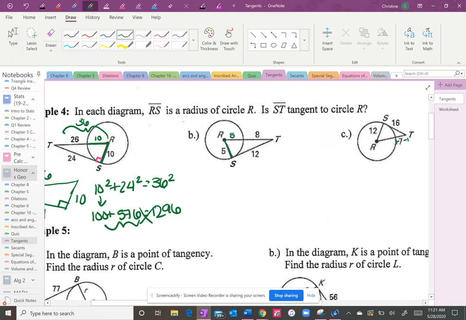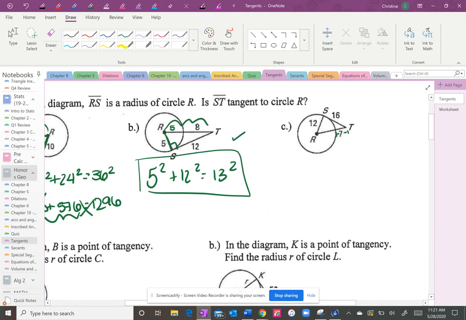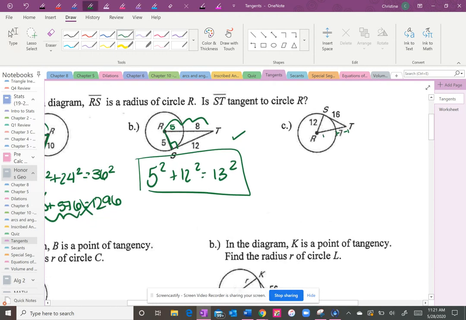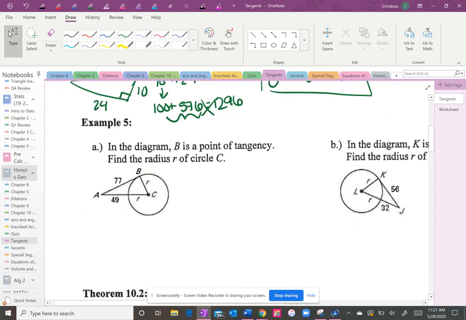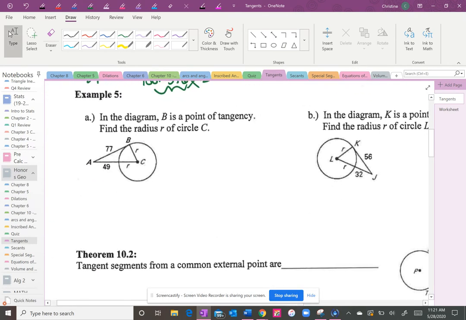So this would be asking, is 5 squared plus 12 squared equal to 13 squared? It is a Pythagorean triple, so the answer is yes. And then same thing here, this is 12, and you would test out, is 12 squared plus 16 squared equal to 19 squared? Okay. That was just testing if it is tangent.